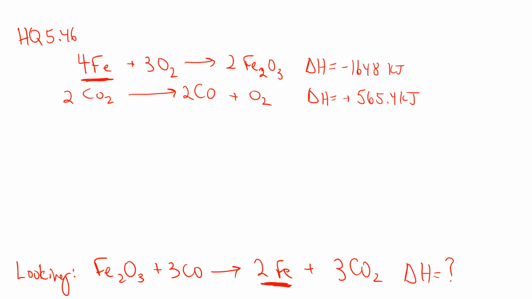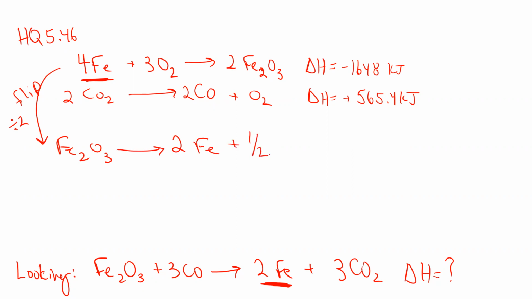Yeah. You flip the reaction, the products and reactants, and it flips the delta H. Yeah, we can flip it and we might need to do one more thing as well, right? Yeah, we're going to divide by 2. So we're going to flip it and we're going to divide by 2. So I flip that around, I get iron 3 oxide yields 2 iron, and it's okay to have 1.5 oxygen here because we're trying to get this to work out.